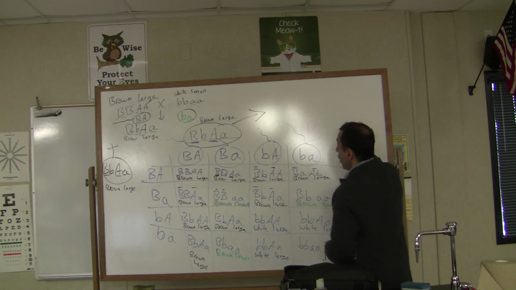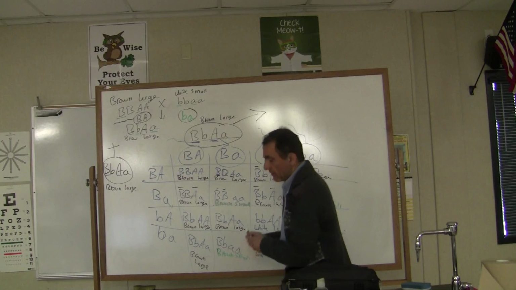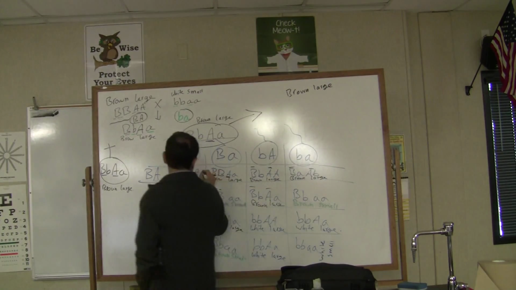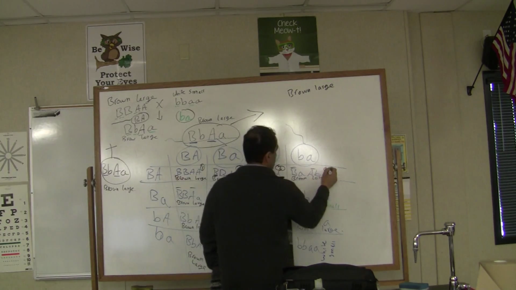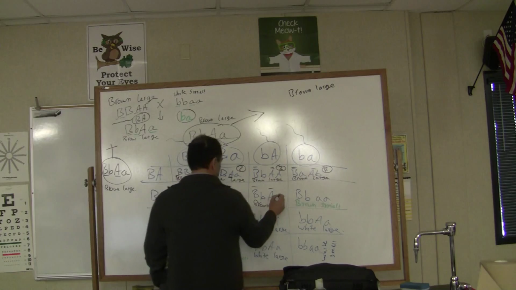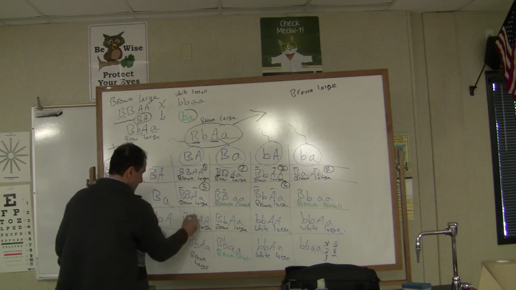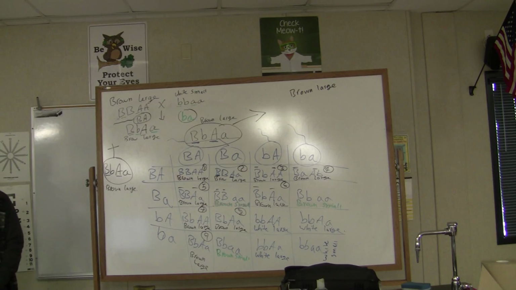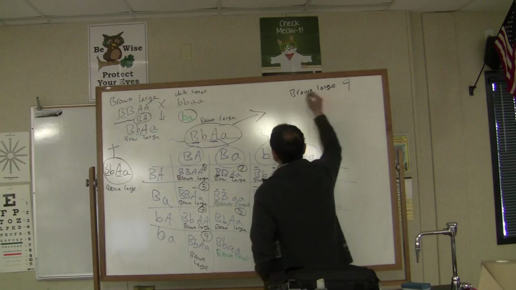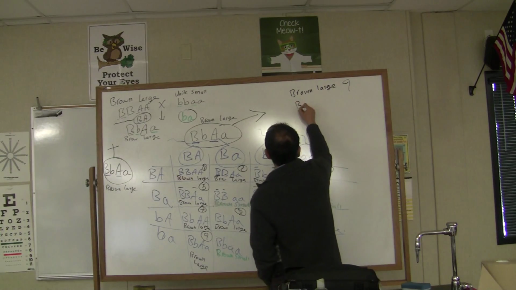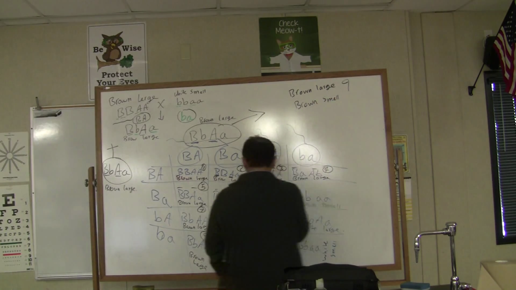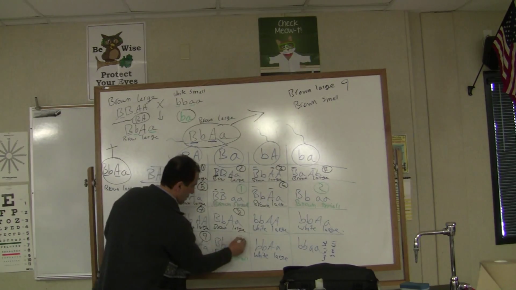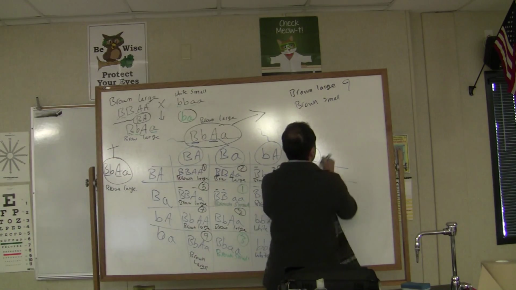What is the phenotypic ratio? How many of them are brown? How many of them are brown, large? Shall we count them? I would say 9 of them, but let's count: 1, 2, 3, 4, 5, 6, 7, 8, and 9. Do you trust me now when I say 9? Large brown. And then how many of them are brown small? Okay, let's go over. 1, 2, 3. Do you trust me? 3 of them now.